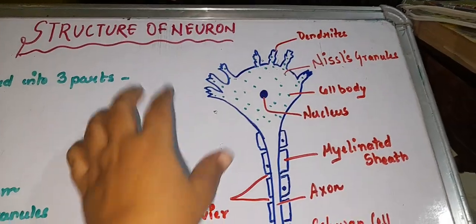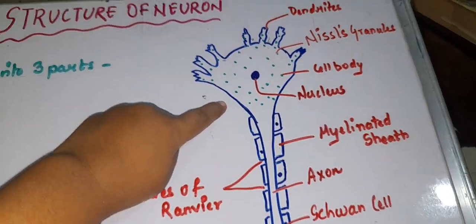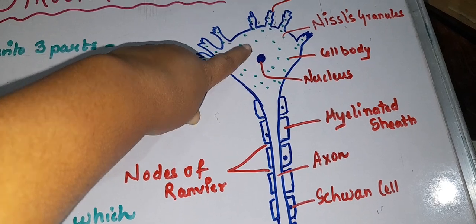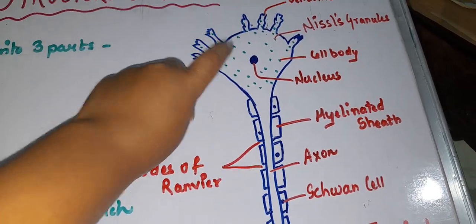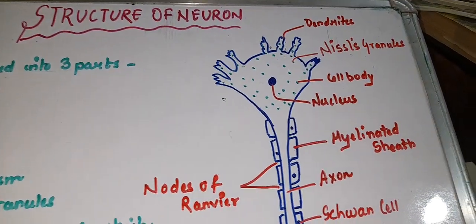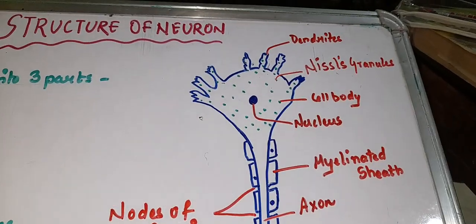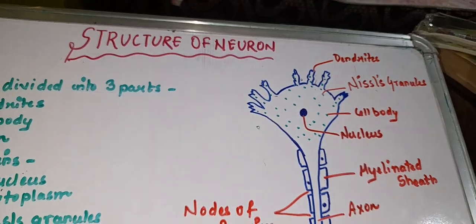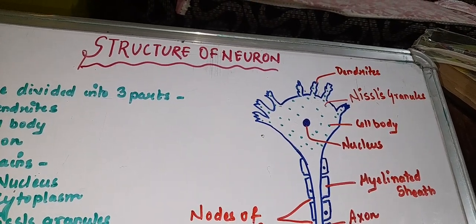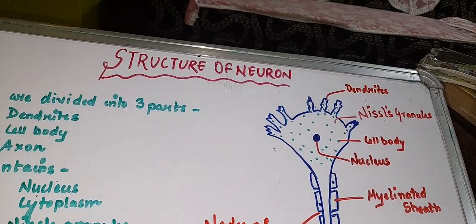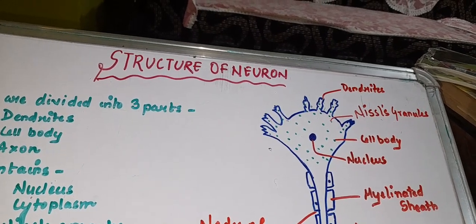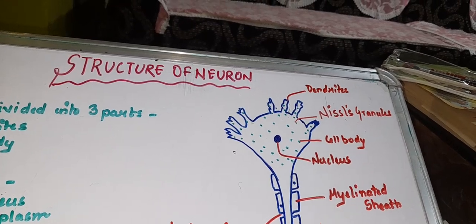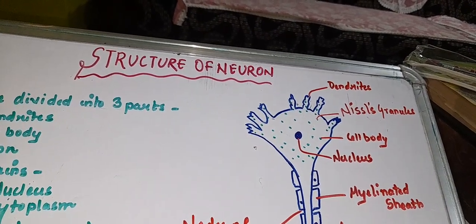So starting from the beginning, this is the cell body. The cell body consists of cytoplasm, nucleus, and granule like structures which are called Nissl's granules. What is the main function of the Nissl's granules? Nissl's granules are a form of rough endoplasmic reticulum. As they are rough, they have ribosomes on them, and the main function of the ribosome is protein synthesis. They help in protein synthesis and the transfer of these proteins to different parts of the cytosol.